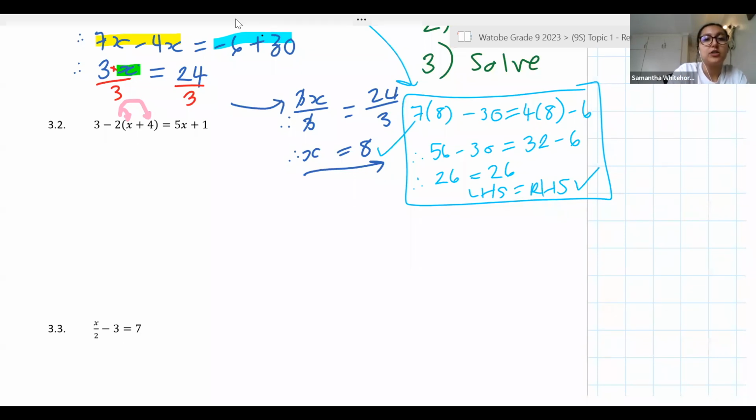So when I distribute that -2 into my bracket, I've got 3. -2 times x is then a minus 2x. A negative times a positive we know is a negative. 2 times 4 is 8, is equal to 5x plus 1.